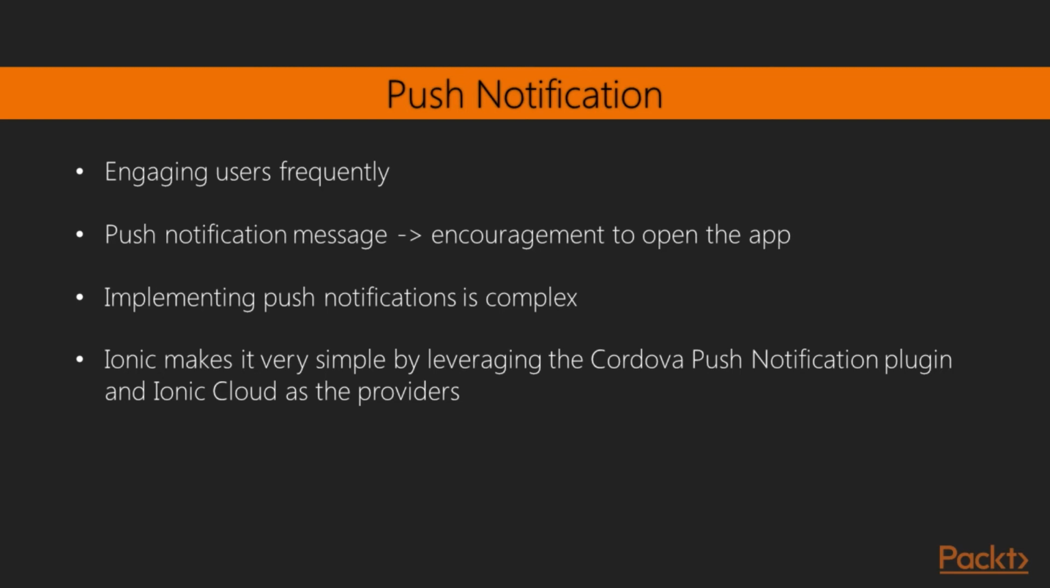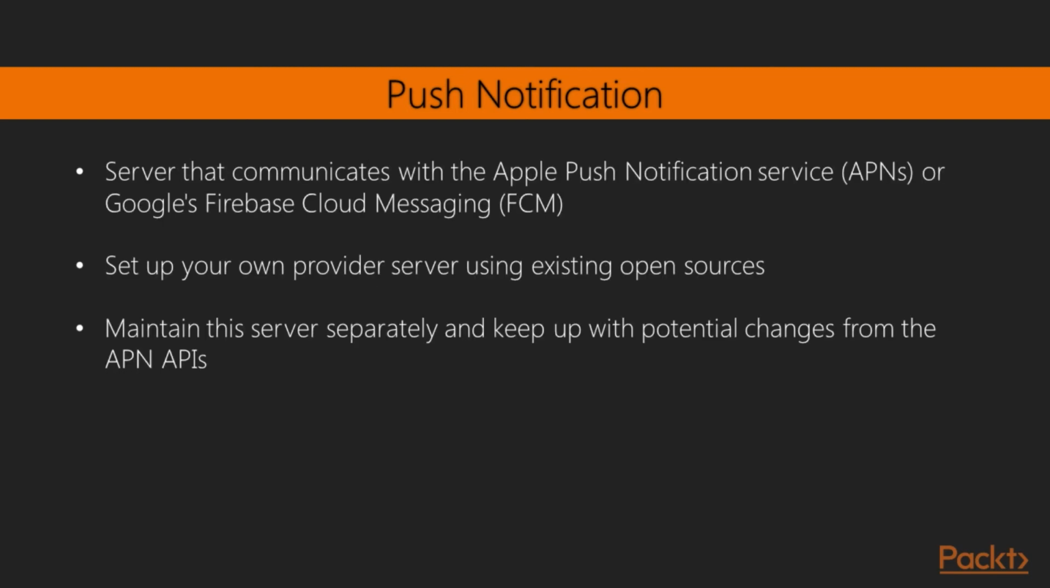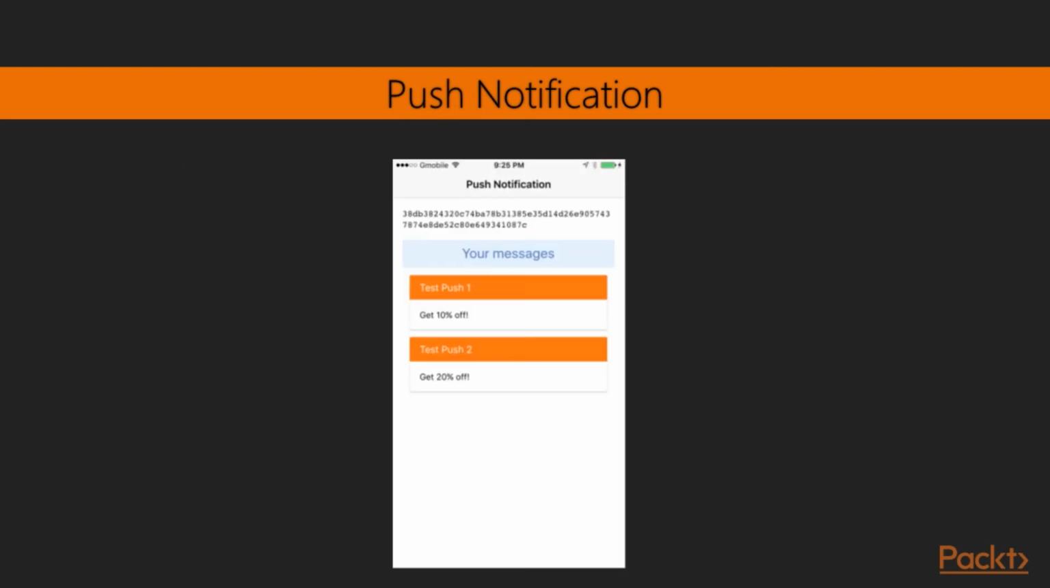However, Ionic makes it very simple by leveraging the Cordova push notification plugin and Ionic Cloud as the providers. A push notification provider is a server that can communicate with the Apple Push Notification Service, APNS, or Google's Firebase Cloud Messaging, FCM. You can set up your own provider's server using existing open sources, but you have to maintain this server separately and keep up with potential changes from the APN APIs. Here is how our app will look after receiving a couple of notification messages.